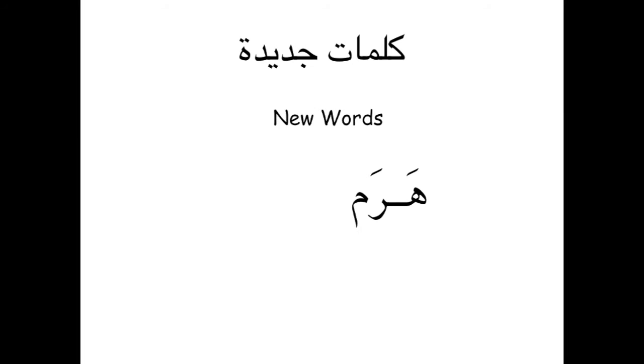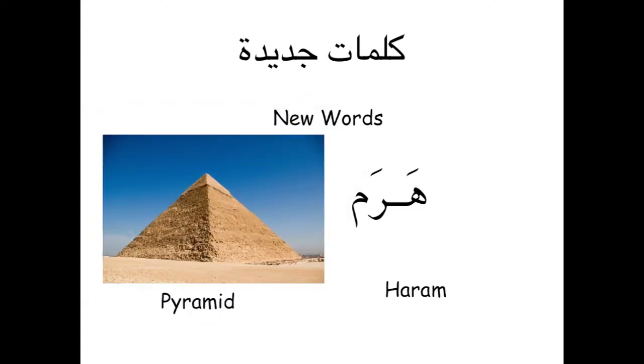Ha with a fatha is Ha. Remember, that's how a Ha looks in the beginning of a word. Ra with a fatha is Ra. And then mim is m. That would be haram, which is a pyramid.